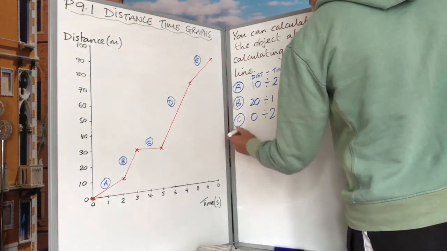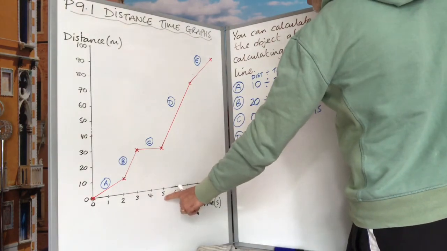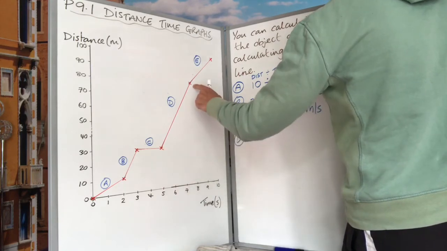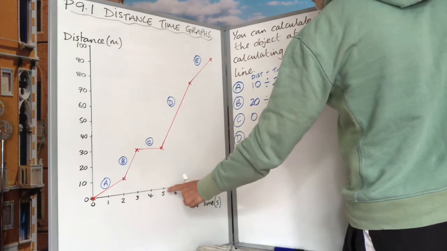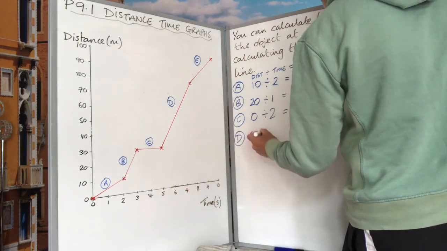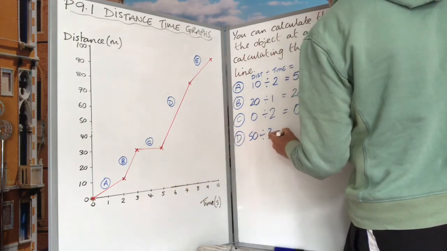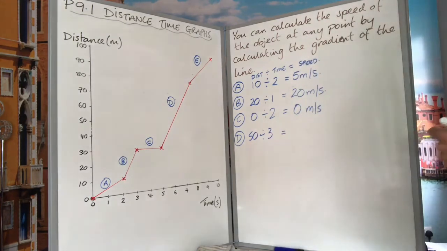D. Here we've got a distance from 30 up to 80, so that's 50 meters travelled in 1, 2, 3 seconds. Okay, and so on and so on.